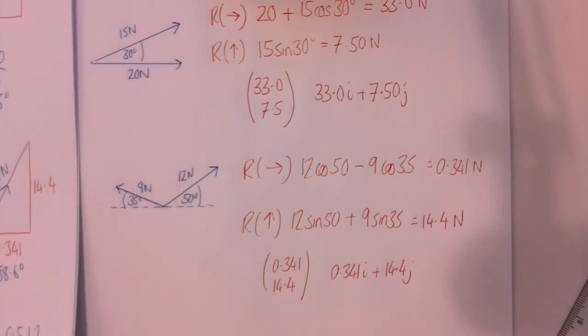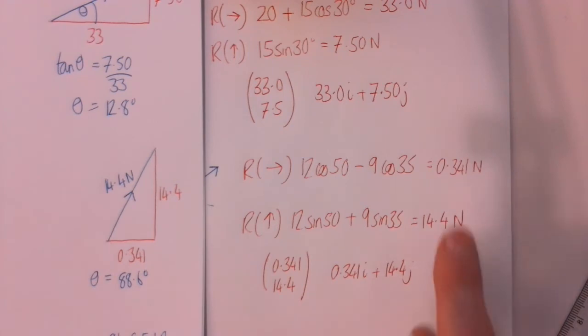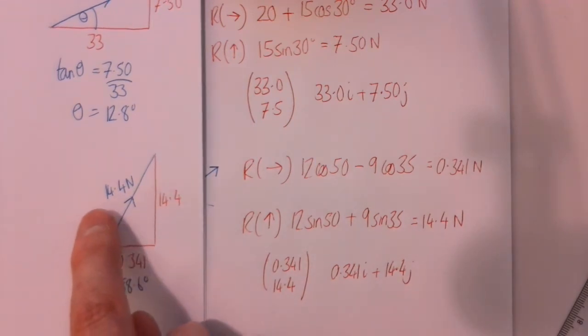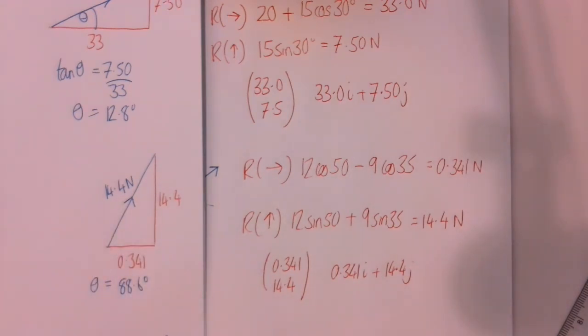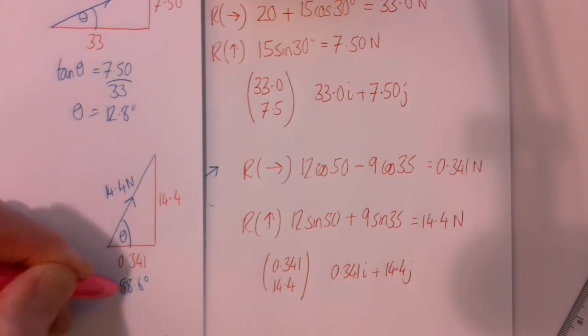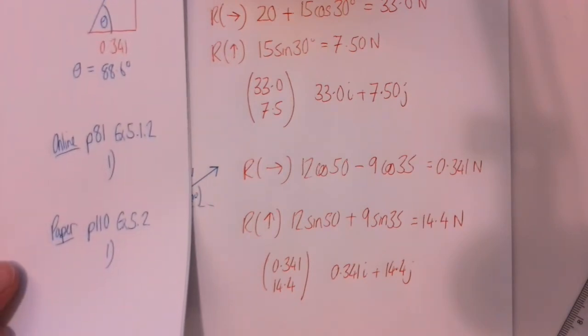Okay, so we earlier worked out the result of those two forces acting together, in the horizontal direction and in the vertical direction, which we wrote as a vector. But if we consider the combined effect of that, we use Pythagoras to get the magnitude of the force, and the angle is 88.6. Okay, so a little bit of practice.